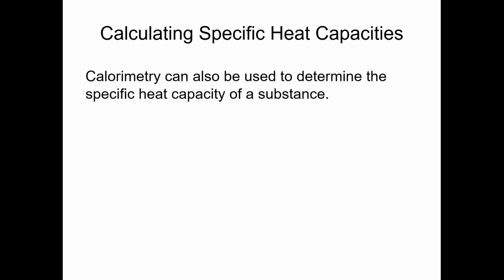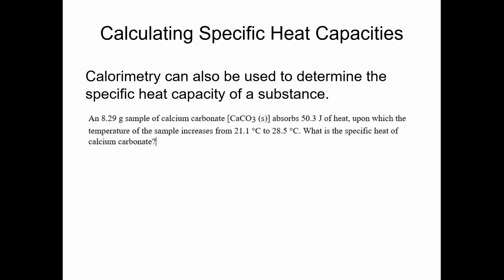Now, another thing we can use calorimetry for is to use it in reverse, and that is to determine the specific heat capacity of a substance. In other words, before we can use a substance like water and its specific heat to do calorimetry, we need to use calorimetry to determine water's specific heat. And so here's a typical problem. This comes right out of the test bank for this chapter. An 8.29 gram sample of calcium carbonate absorbs 50.3 joules of heat, upon which the temperature of the sample increases from 21.1 degrees Celsius to 28.5 degrees Celsius. What is the specific heat of calcium carbonate?